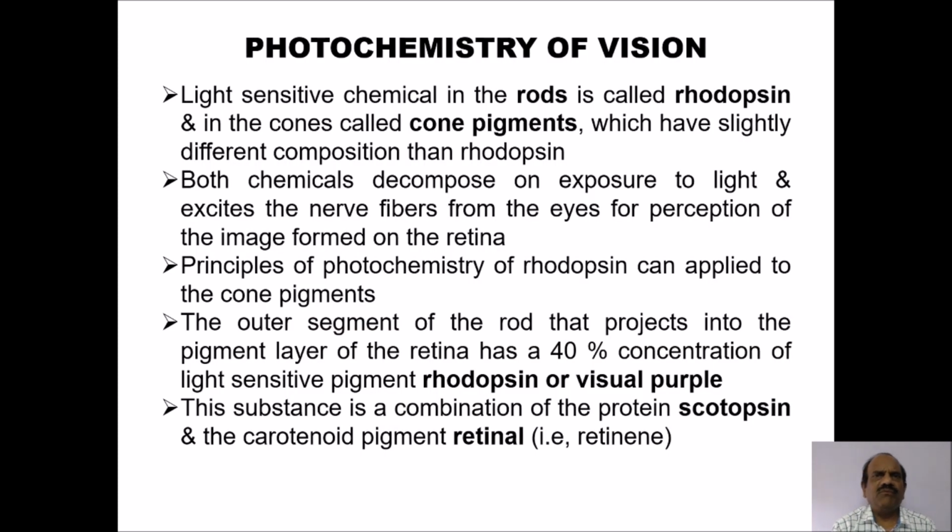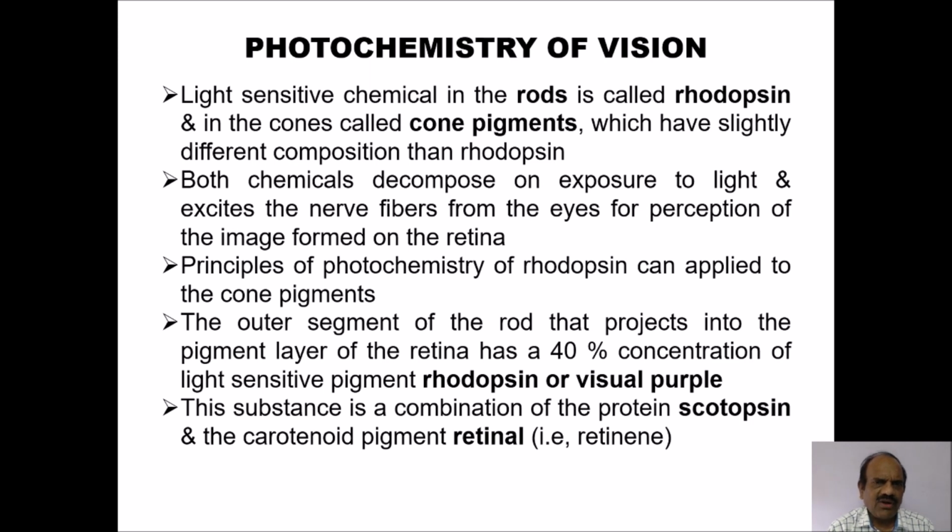What is the photochemistry of vision? The light sensitive chemical in the rods is called rhodopsin, and in the cones it is called cone pigment, which has a slightly different composition than rhodopsin. Both chemicals decompose on exposure to light and excite the nerve fibers from the eyes for perception of the image formed on the retina. The principles of photochemistry of rhodopsin can be applied to the cone pigments.